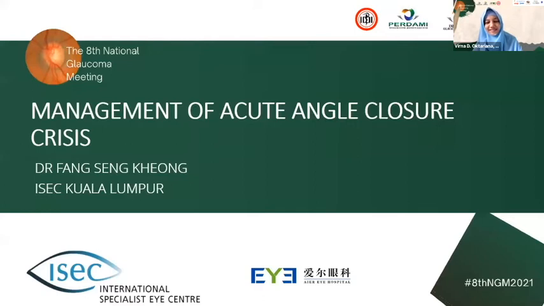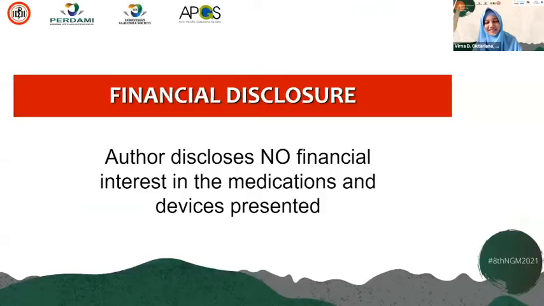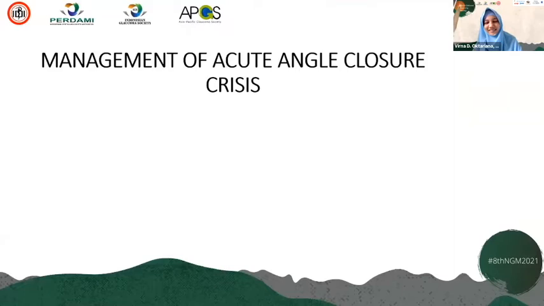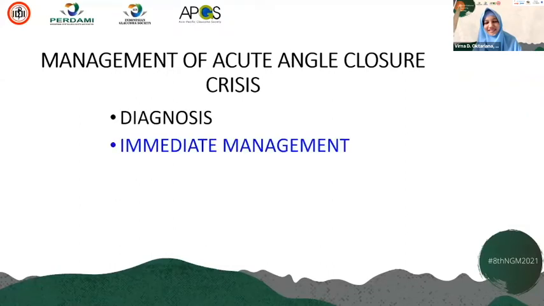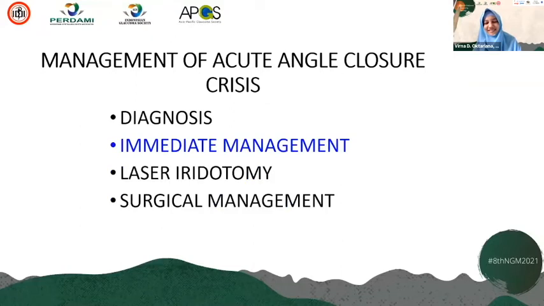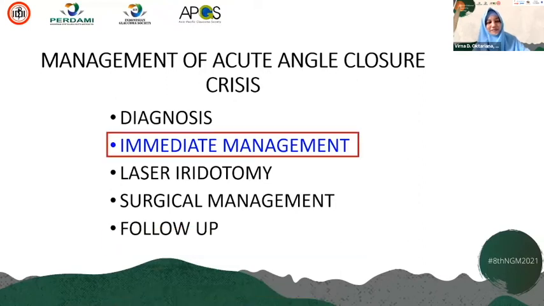My topic today is management of acute angle closure crisis. I have no financial disclosure to make. Management of acute angle closure crisis can be divided into making a diagnosis, immediate management, doing a laser iridotomy, and surgical management. In the interest of time, I will be concentrating on immediate management.